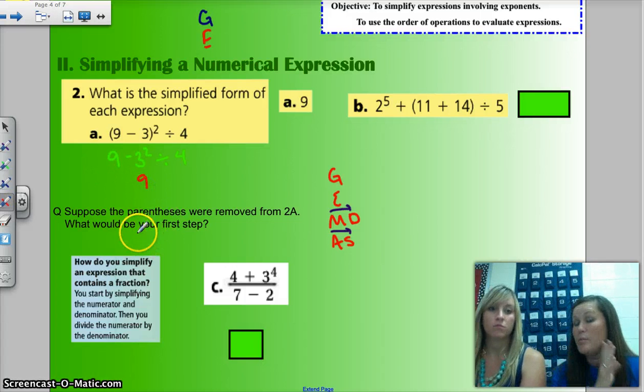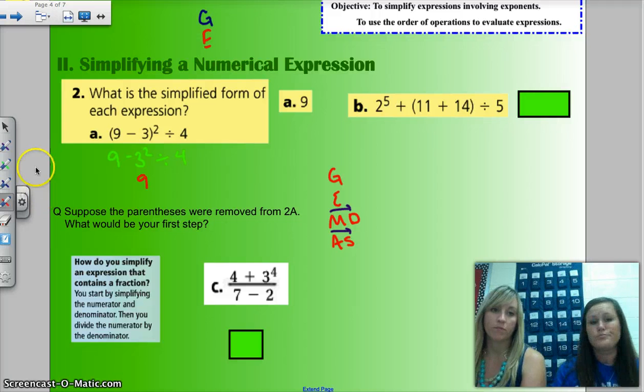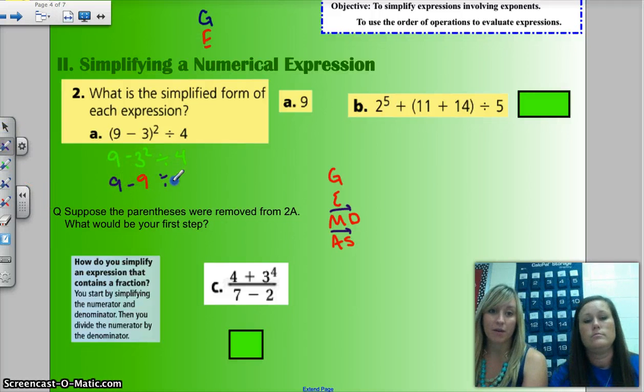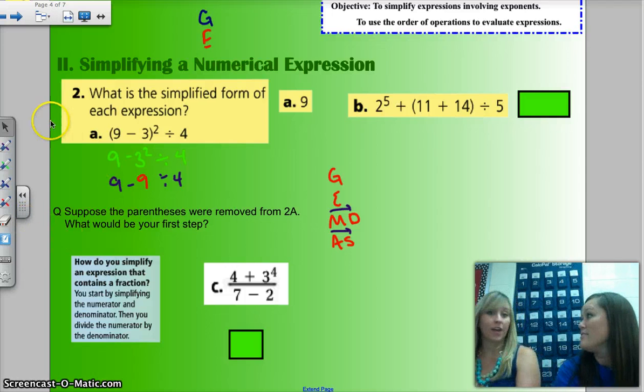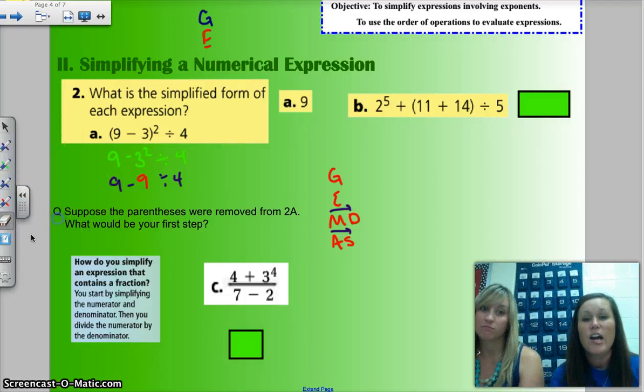Actually, it would probably be negative 3 squared. But it's not in parentheses, so it'd be 9 minus 9 divided by 4. 9 minus 9, 0. 0 divided by 4 is 0. We would get a different answer. So the symbols matter. The groups matter. G's matters.